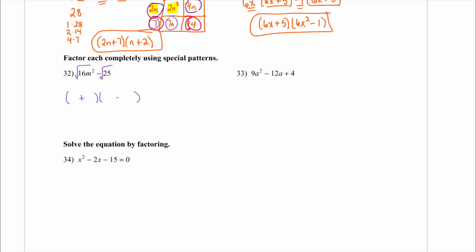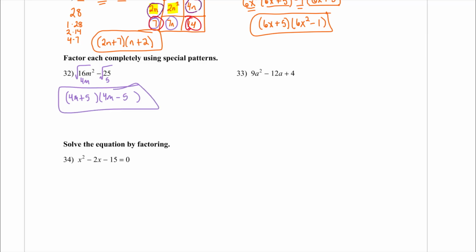One parentheses is going to have a plus, one is going to have a minus. And the things that we put in both of them have to do with what the square root of the first thing is and the square root of the second thing. So we're going to put 4m plus 5, and we're going to put 4m minus 5, and that is our answer.